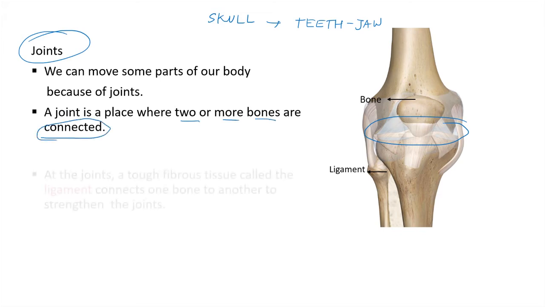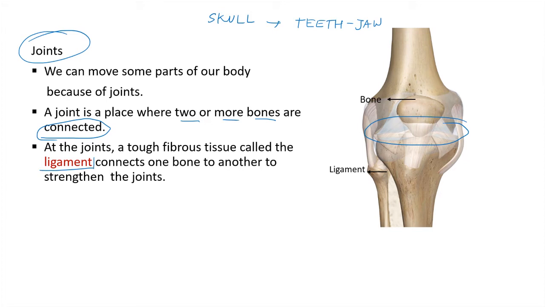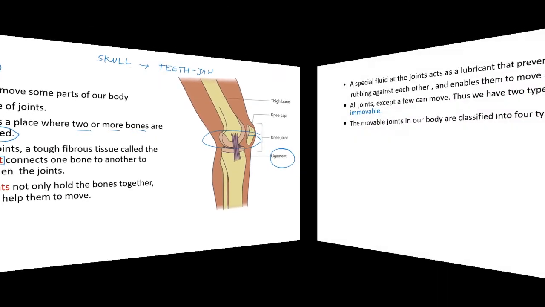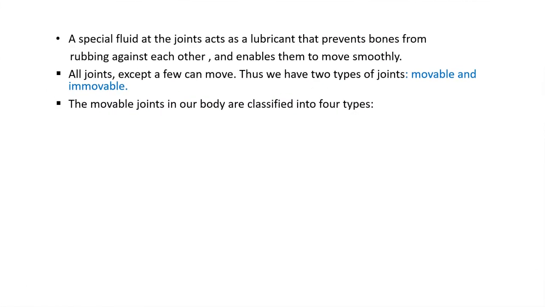At the joint, a tough fibrous tissue called the ligament connects one bone to another to strengthen the bone. Ligament not only holds the bones together, it also helps them to move. A special fluid at the joint acts as a lubricant that prevents bones from rubbing against each other and enables them to move smoothly. All joints except a few can move. Thus, we have two types of joint, movable and immovable. The movable joints in our body are classified into hinge joint, ball and socket joint, pivot joint and gliding joint.